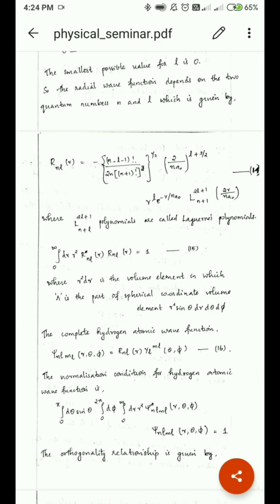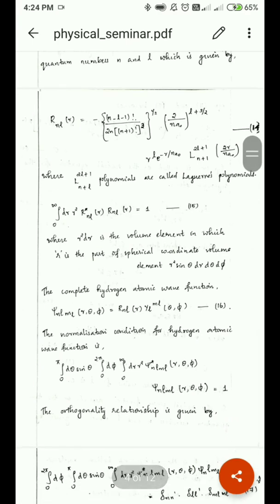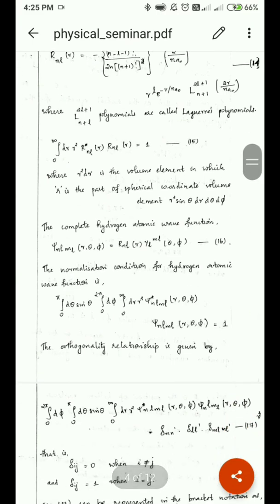Now the complete hydrogen atomic wave function is given by the following equation: psi nl ml of r theta phi is equal to R_nL of r into Y l ml of theta phi. The normalization condition for the hydrogen atomic wave function is integral 0 to pi d theta sine theta into integral 0 to 2 pi d phi into integral 0 to infinity dr r square psi star nl ml of r theta phi, psi nl ml of r theta phi, is equal to 1.